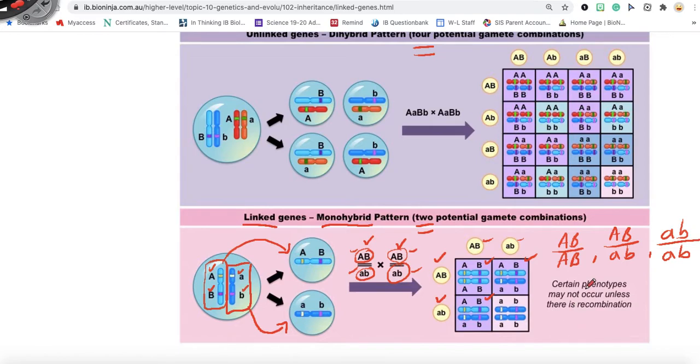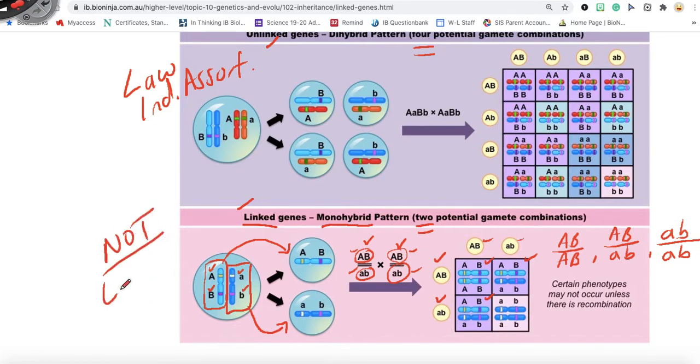All right, so this is what a linked Punnett square looks like, as opposed to what an unlinked Punnett square looked like. So again, here you're following Mendel's law of independent assortment, and here you are not following Mendel's law of independent assortment. So Mendel did not even know that there was such a thing as linked genes. So like I said, he got lucky when he studied the genes that he studied because they did independently assort.